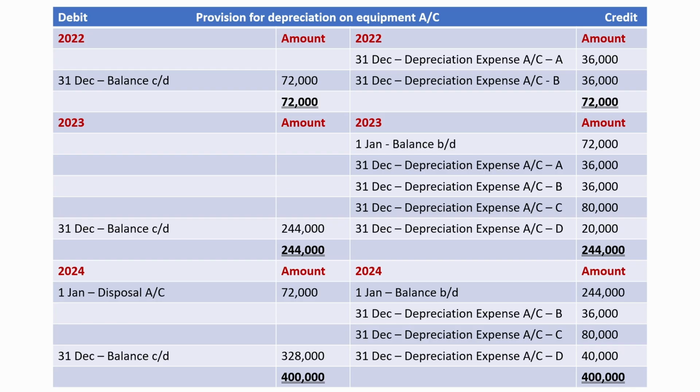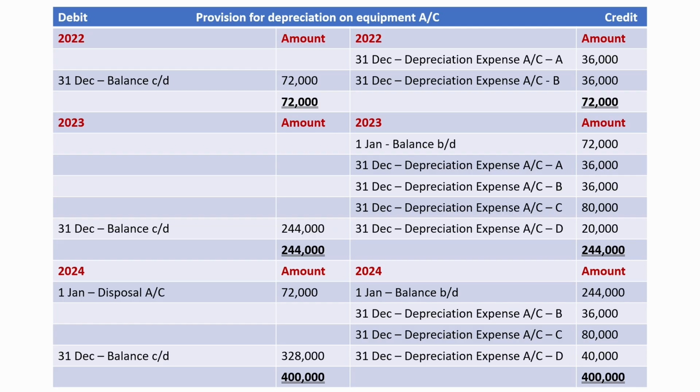So how much have we provided so far for equipment A? If you go to the first year, 2022, equipment A depreciation was 36,000. The next year, 2023, equipment A depreciation was also 36,000. We only provided depreciation for A for 2 years. 36 multiplied by 2 will give you 72. So 72 is the accumulated depreciation for equipment A.